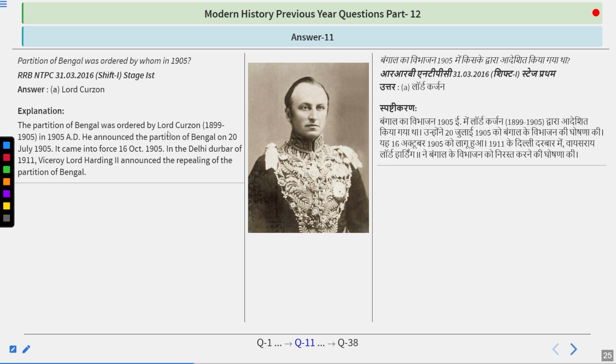The partition of Bengal was ordered by Lord Curzon in 1905. He announced the partition of Bengal on 20 July 1905. It came into force on 16th October 1905. In the Delhi Darbar of 1911, Viceroy Lord Hardinge II announced the repealing of the partition of Bengal. So do remember, the answer is Lord Curzon.